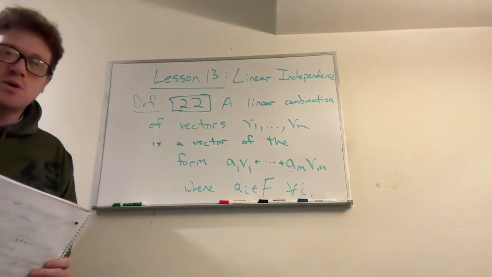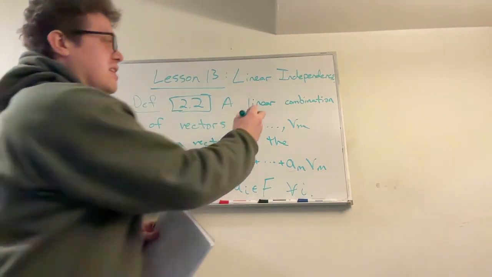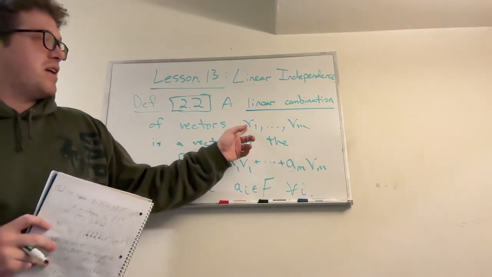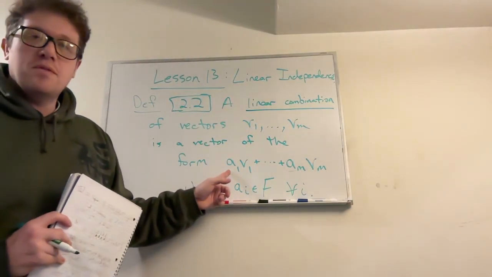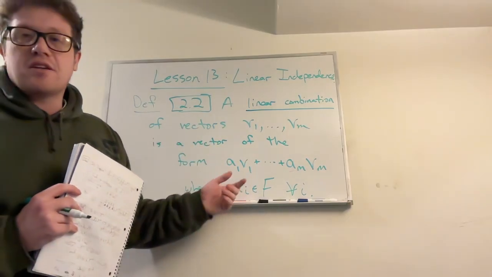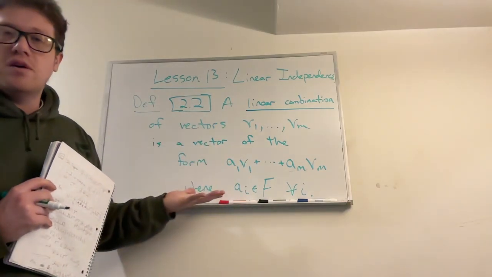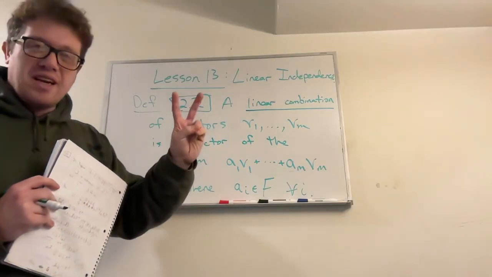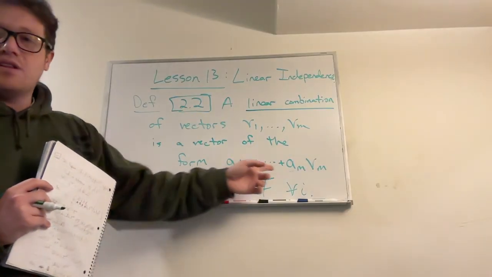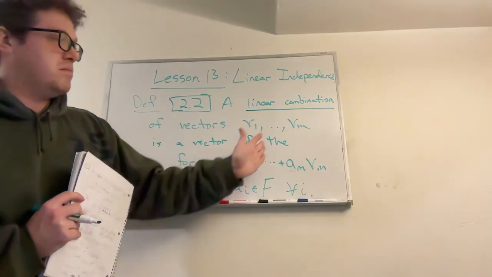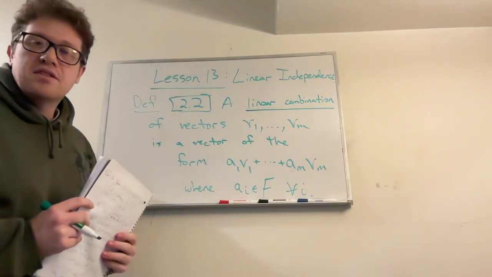Okay, so we're just defining a linear combination here. A linear combination of some list of vectors is some sum where I'm scaling each vector by some scalar value from the field. It could be any scalar, it could be 0. I could not include one of the vectors by making one of the scalars 0, like 0 times v1 plus, right? That's allowed.